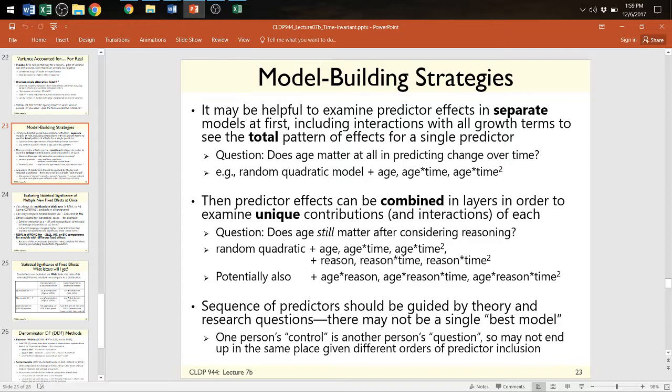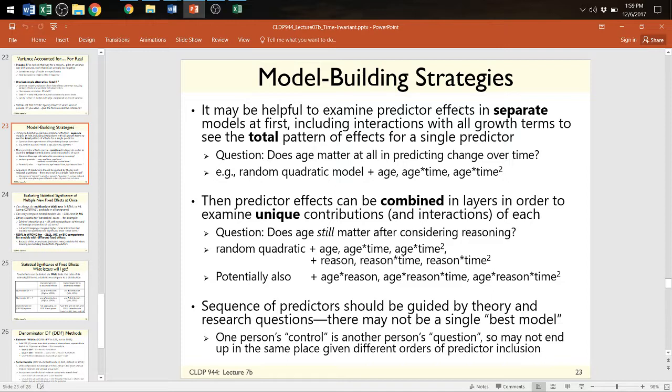I would discourage you from trying to build the best model. That's never going to happen. If you have even more than like 3 or 4 predictors, you and I could approach the data analysis with the same data set and end up at a different best model depending on what we put in when. There is no such thing as a best model.